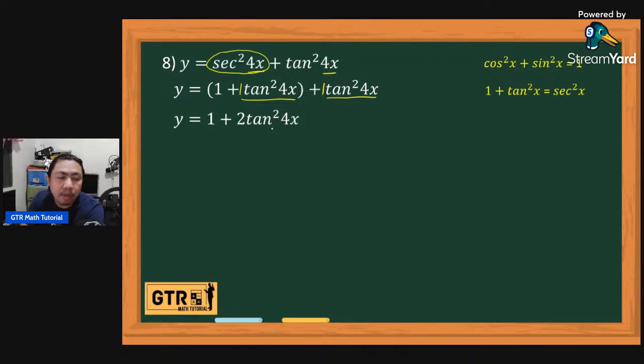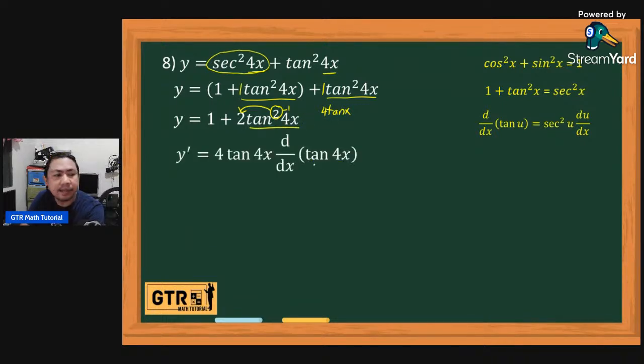So now use the formula for the derivative of tangent. Derivative of tangent u is equal to secant squared u times the derivative of u with respect to x. But since there is an exponent, we can use the chain rule. So multiply the exponent to the constant, 2 times 2, so we have 4 tangent 2 minus 1, so tangent 4x, times the derivative of tangent 4x. Okay, we have the derivative of 1, which is 0. Derivative of a constant is 0. So what's left is 4 tangent 4x.